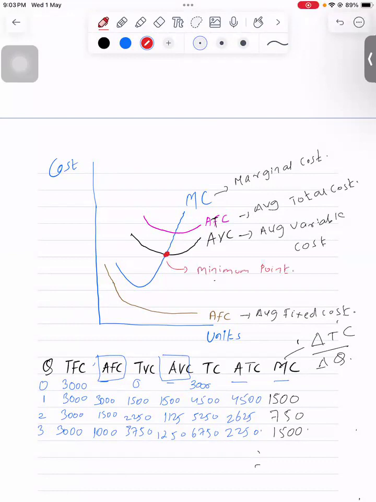Okay, now let's understand what is the meaning of this minimum point. Okay, now I will divide this diagram into two parts. See. Now look at on the left side of minimum point. Tell me what is the relation between AVC curve and marginal cost curve. Which one is greater? Which one is smaller?